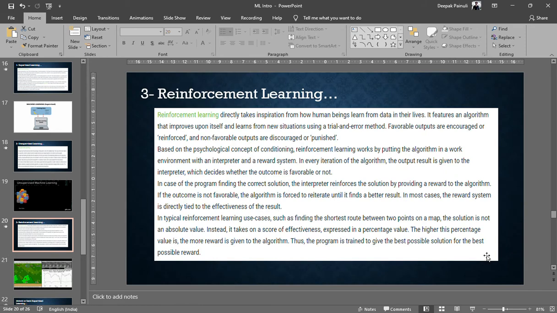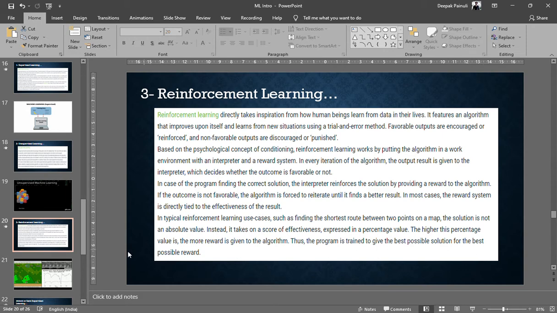Now come to the third category, which is reinforcement learning. As we said, reinforcement learning is totally based on how humans learn from the environment. We simply put our algorithm into a real world scenario or task in our environment, and the algorithm will learn automatically from that environment on a reward and punishment basis.